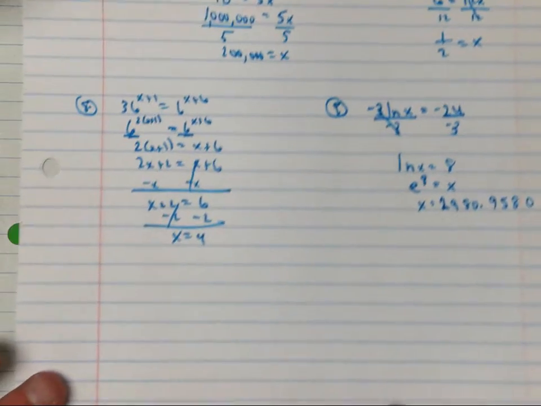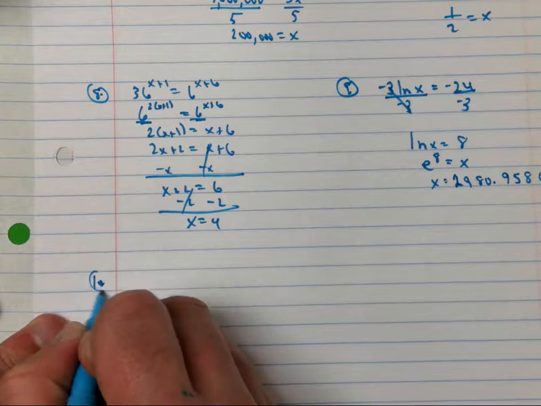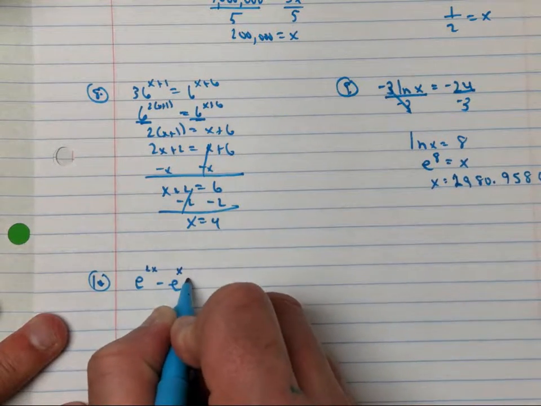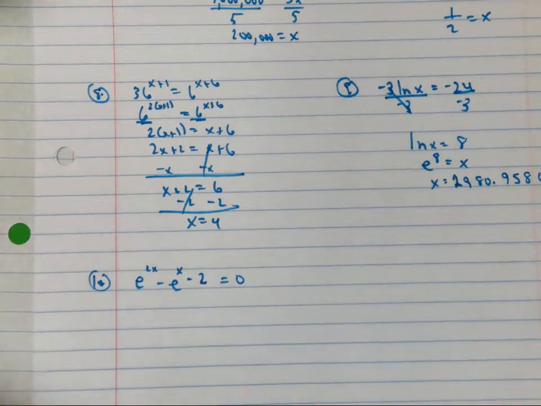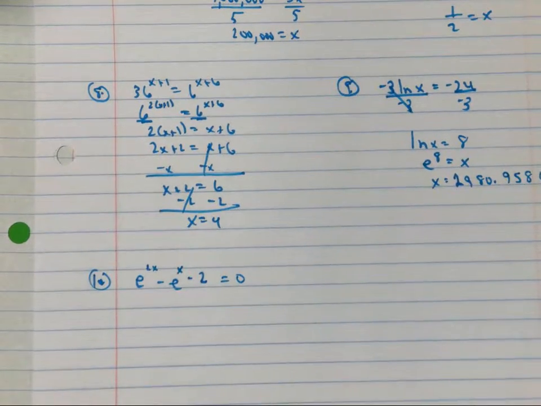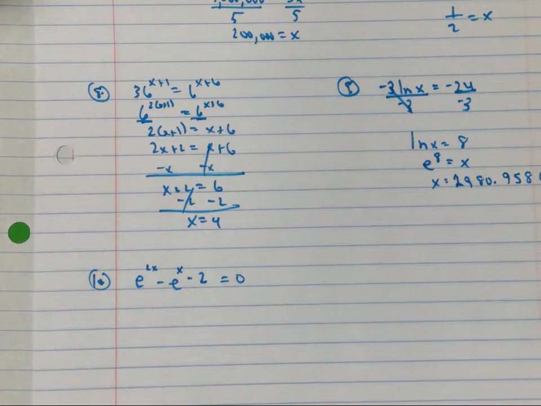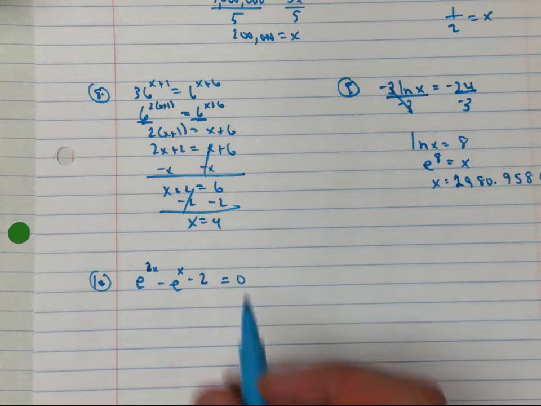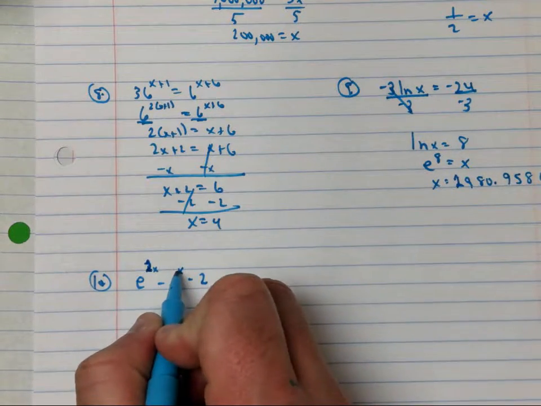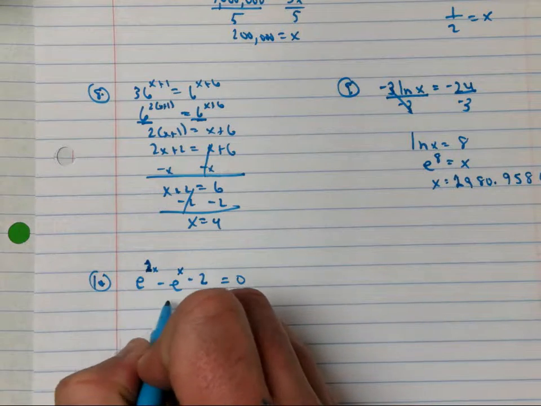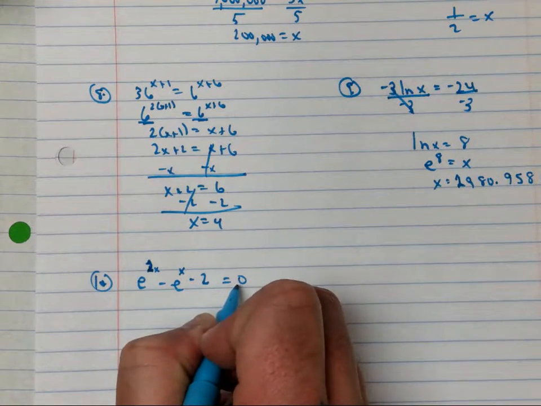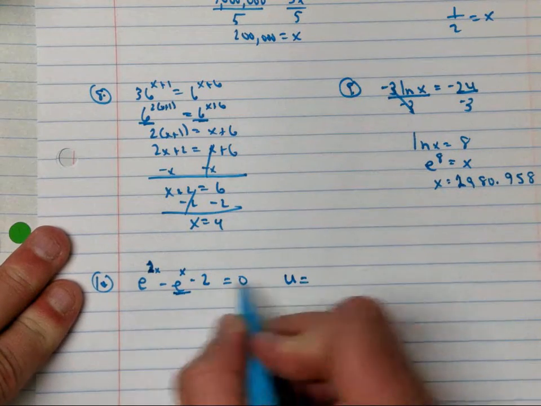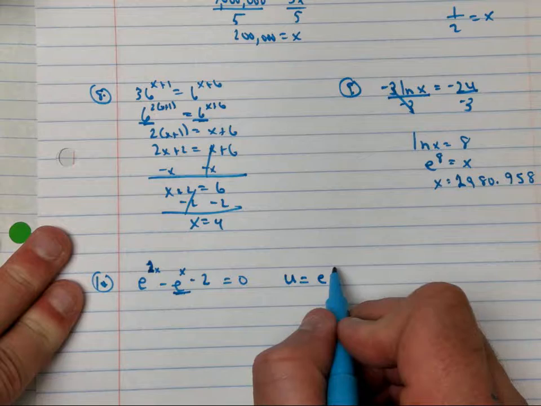Alright, and our last one, number 10. E to the 2x minus e to the x minus 2 equals 0. Sorry about that typo on the problem. We talked about these today. This is exponential because the variables are in the exponent spot, but it's also very similar to a quadratic. So when you have that, it has to be set equal to 0, and you use what's called U substitution. You're going to let U equal the middle part, e to the x.